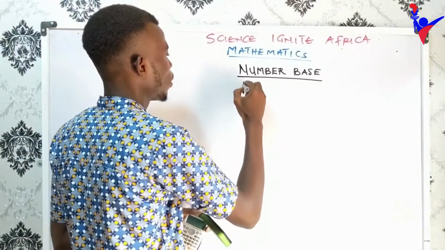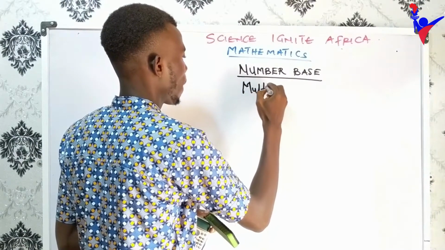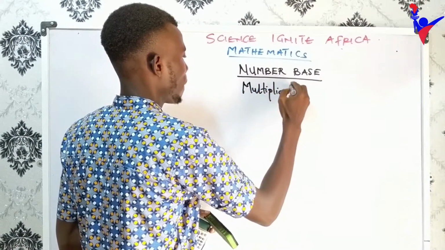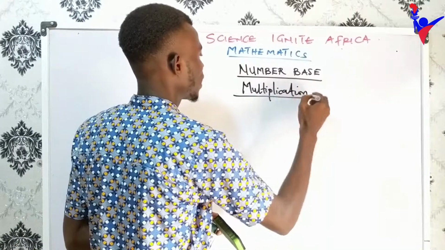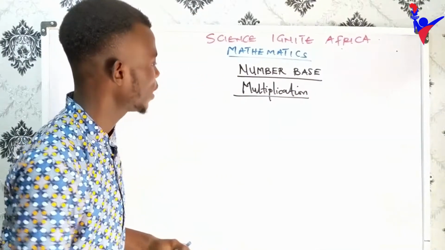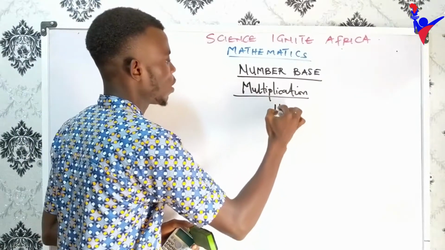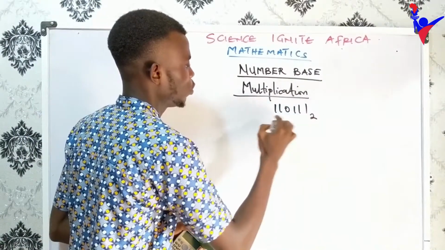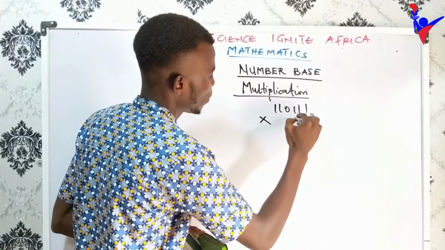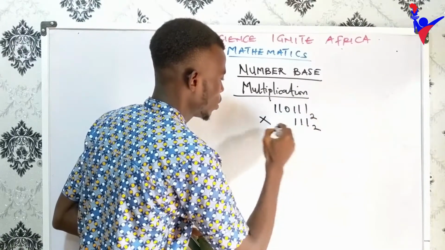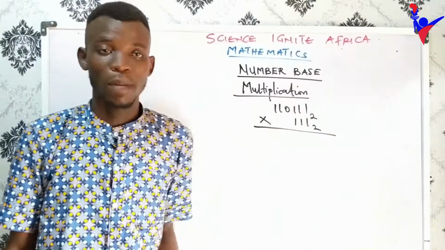Moving over to the multiplication aspect of number base. Alright, let me start with numbers in base 2. Then we have 110111 base 2 multiplied by 111 base 2. Let's multiply this together.